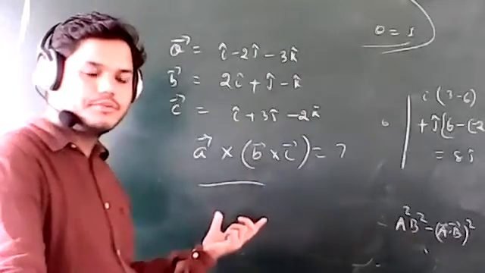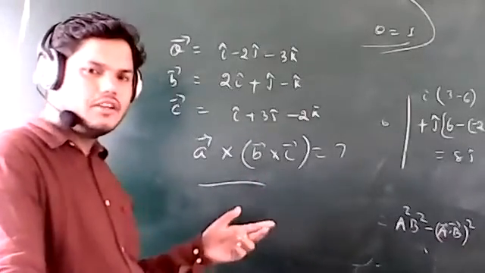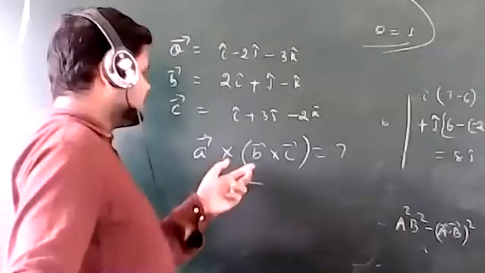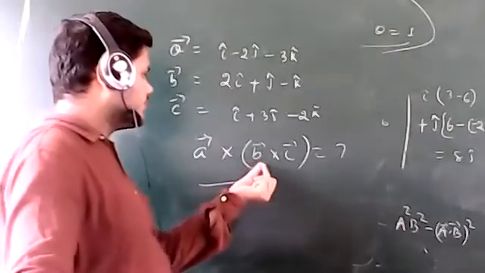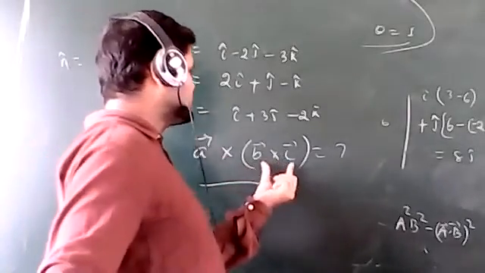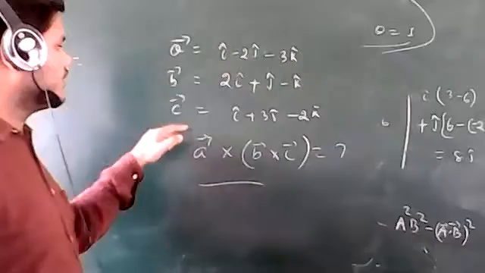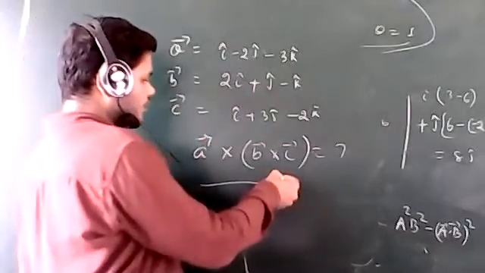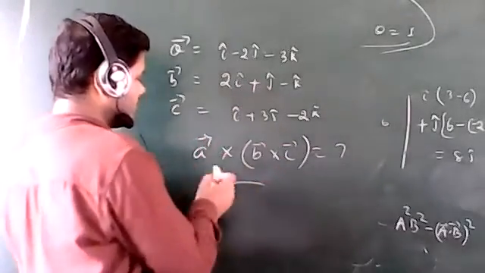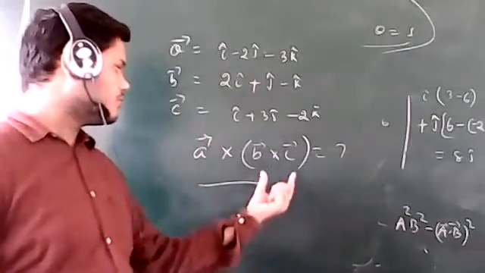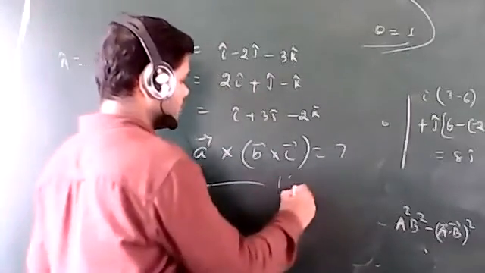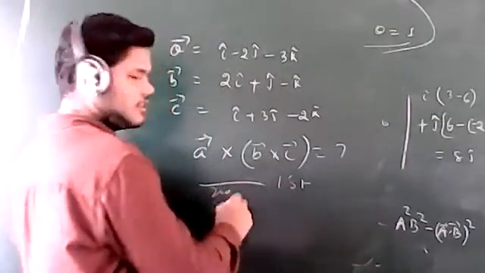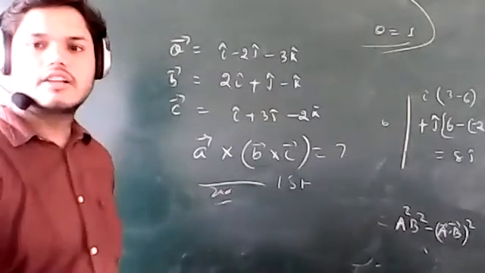That means what you have to do first. I'm telling you how you can find the answer. First of all, find the value of b vector cross c vector. Then that will be cross product with a vector. So find the value of this first, then after you can find out this. So tell me the answer.